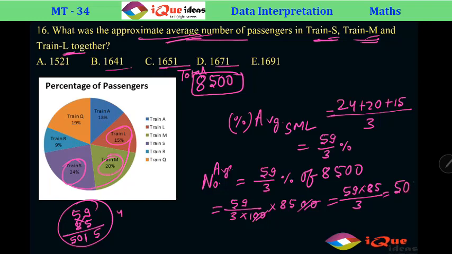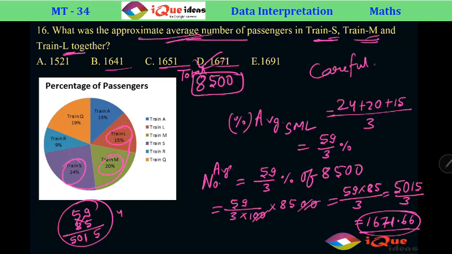So it is 5015 divided by 3. Divide carefully. 16 3s is 4800. So 1600. Then 215, so 210, that would mean 70 and 1.66. So it is 1671.66. If you look at the options without any approximation, clearly the answer has to be 1671, D option. Be very careful for calculations.